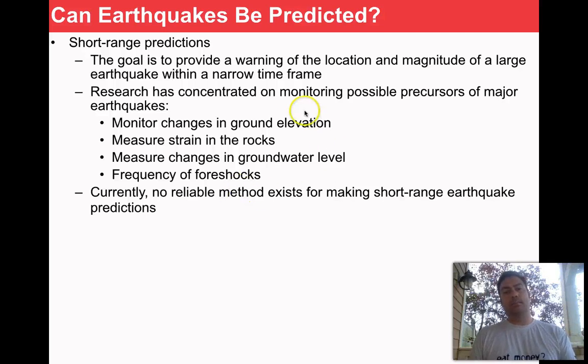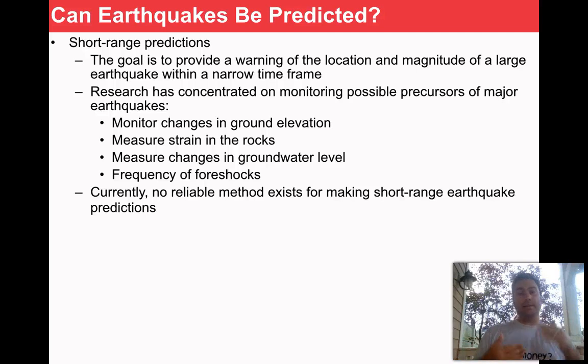Research is concentrated on monitoring possible precursors of major earthquakes. So we can look at changes in ground elevation. You know, the ground, as stress is building up, starts to shift and move around. We can measure strain on the rocks, right? We can actually put a meter down in the rocks that measures how much stress is going on down there. We can measure changes in groundwater level. As you increase the stress in the rocks, the water actually gets squeezed up or squeezed out. And we can see that pretty rapid fluctuation. And of course, we can look at the frequency of foreshocks.